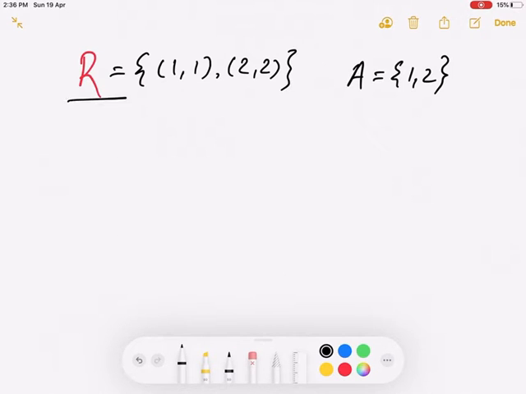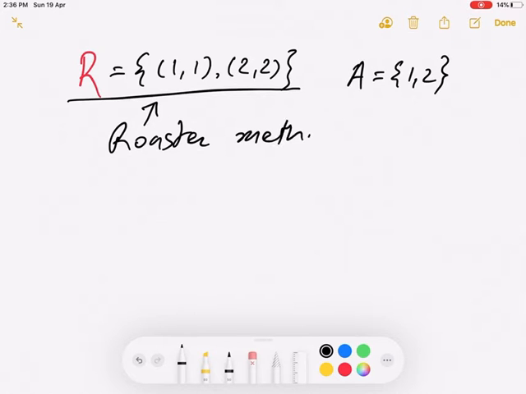Now, if I write R in this way, this is known as the roster method of writing R, or we can also say this is the list method because we are listing down all the ordered pairs. This way of writing is the roster method or the list method.